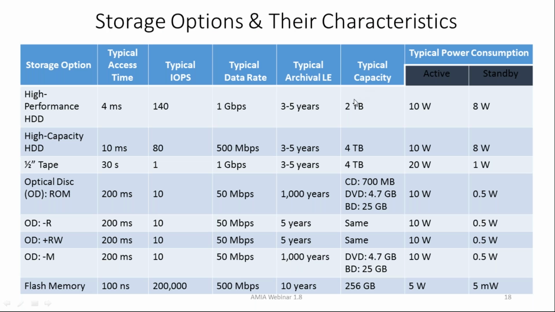And over here, if we look at those capacities, the high performance typically top out at about 2 terabytes. The high capacity top out at about 4 terabytes. And there's a range of those, of course, always. Here's the IOPS of that one, and here you see the IOPS of the high capacity. Not a huge difference, 2 to 1 roughly. The data rates, 1 gigabit per second for the high performance, and half of that, 500 megabits per second for the high capacity. Their archival lifetime, as in the case for all hard disk drives, is about 3 to 5 years.